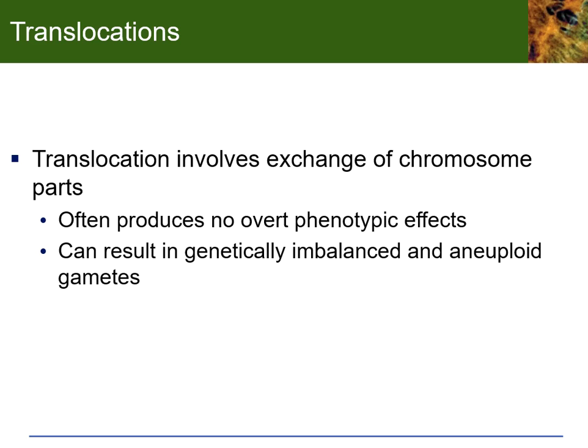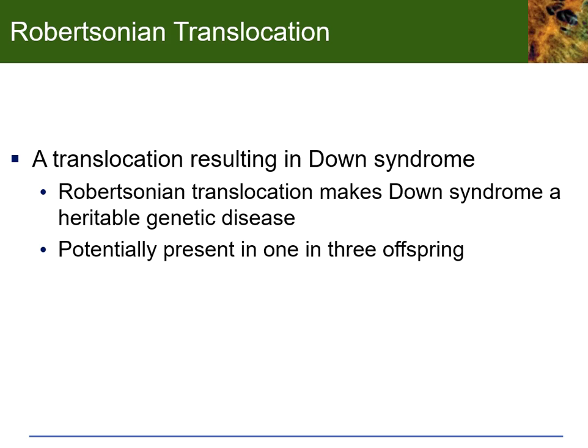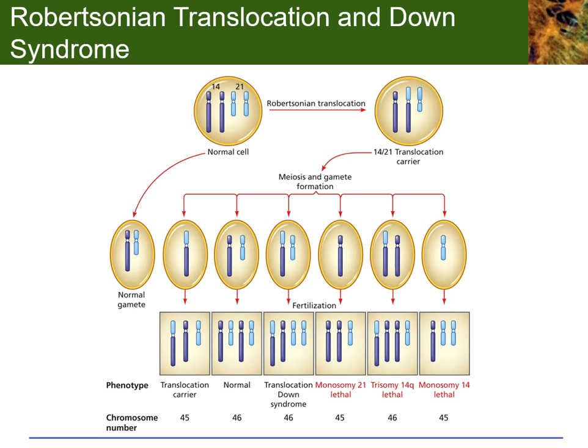Translocations involve exchange of chromosome parts, often produce no overt phenotypic effects, and can result in genetically imbalanced and aneuploid gametes. Robertsonian translocation is a translocation resulting in Down syndrome, where Robertsonian translocation makes Down syndrome a heritable genetic disease, potentially present in 1 in 3 offspring. So this is how Robertsonian translocation and Down syndrome work.